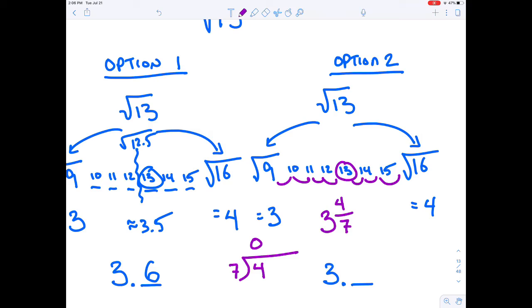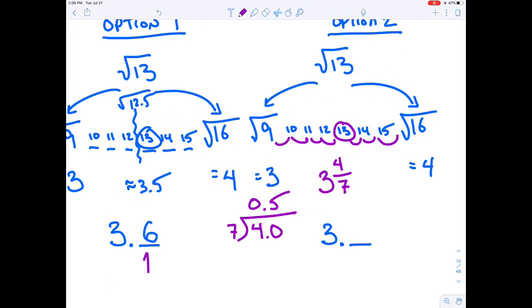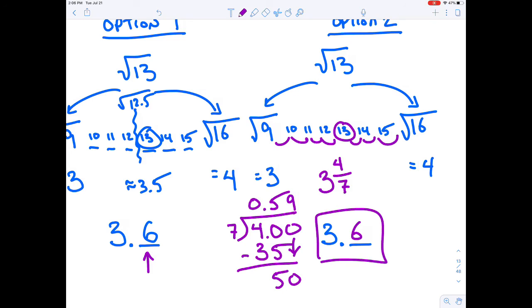You're going to get a 0, no surprise there. The next digit is really what we're after. 7 goes into 40 approximately 5 times. So what that does tell me is that the 6 over here is suspect, but watch what you have here. When you subtract, you get a 5. You bring the 0 down, you remember this. 7 goes into 50 7 times. So look at that. 0.57 rounds up to 0.6. So I'm still ultimately happy with 3.6.